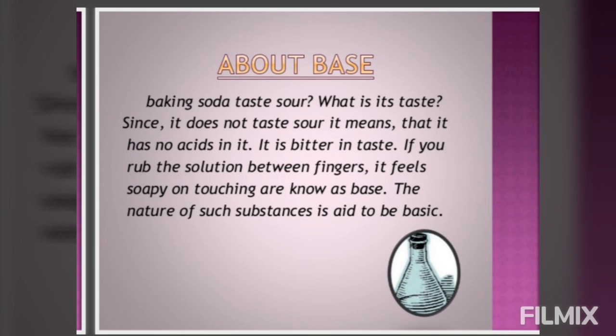Take a pinch of baking soda and rub it on your finger. How does it feel? It feels soapy to touch. If we rub it, it gives us a soapy touch. So we can say that the chemical substances which are bitter in taste and soapy to touch are called bases. Acids were sour in taste and bases are bitter in taste and soapy to touch.